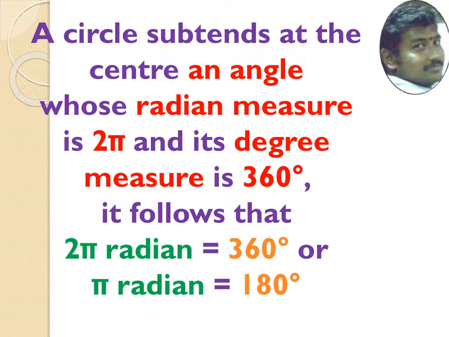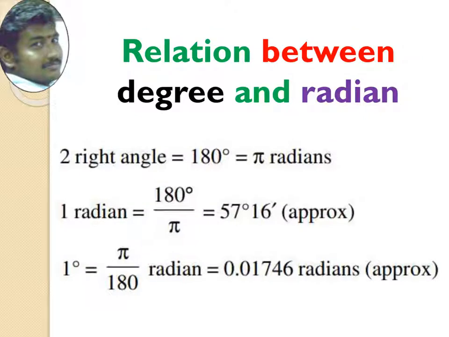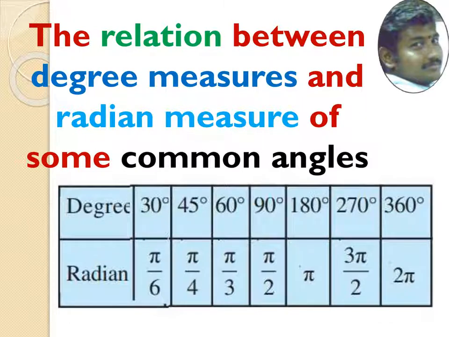Hope you got the relation between degree and radian. 2 right angles is equal to 180 degree. That 180 degree we can represent as pi radians. 1 radian is equal to 180 degree by pi, approximately 57 degree 16 minutes. 1 degree equals pi by 180 radian, and so on. The relation between degree measures and radian measures of some common angles are given below. 30 degree means pi by 6, 45 degree means pi by 4, 60 degree means pi by 3, 90 degree means pi by 2, 180 means pi, 270 means 3 pi by 2, 360 means 2 pi.